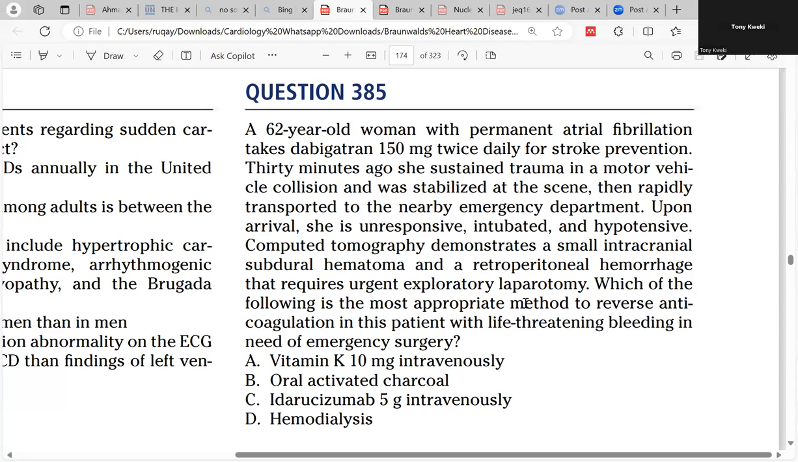When it came out, it did not have an antidote until around 2015, when idarucizumab was approved by FDA as a successful antidote for dabigatran. So if one looks at papers about dabigatran related bleeding prior to 2015, one would find a barrage of measures being taken, but none would include idarucizumab. This revolutionized management, was found to be very effective, and it's produced by the same company that produces dabigatran.